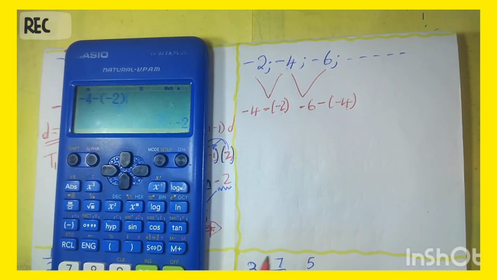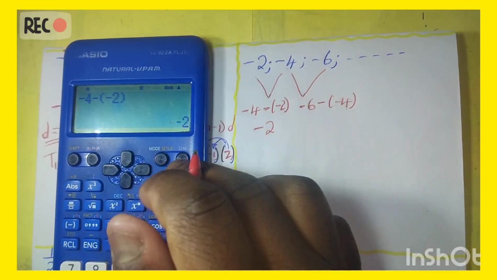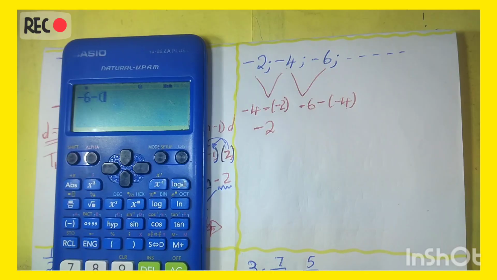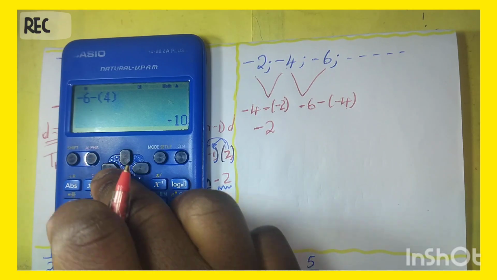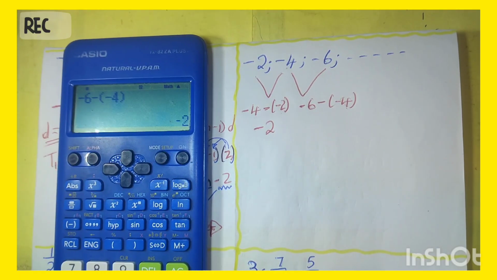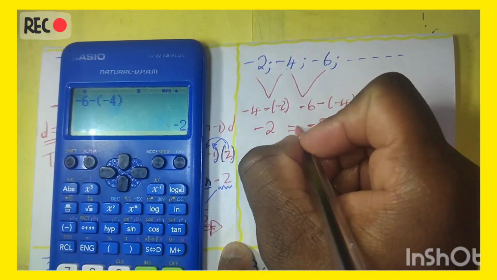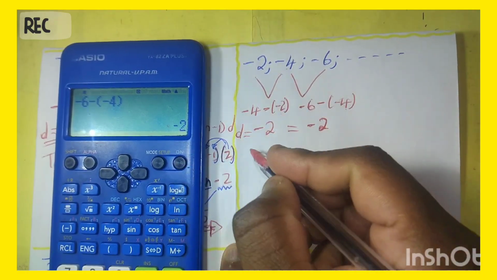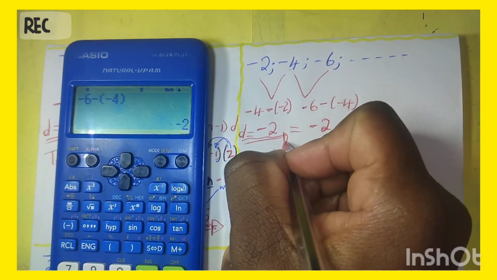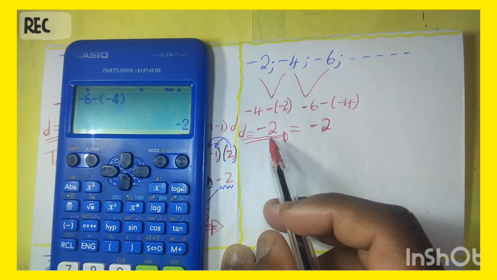Negative 2. So it means I will get negative 2 as well. Then for this one, subtract by this. Here I made a mistake. Do you see? So meaning this thing there, it's also negative 2. So as you can see, guys, my difference there is equal. That is my difference there. It is equal to negative 2.